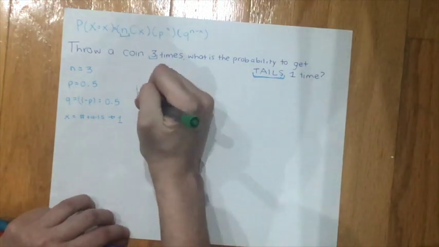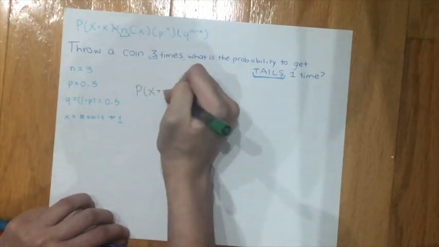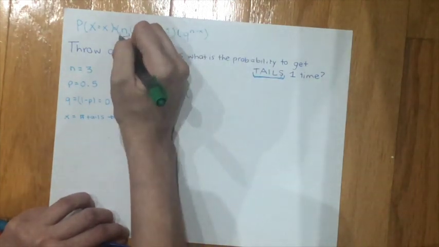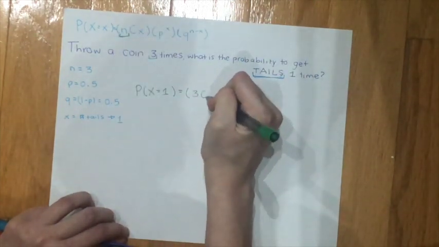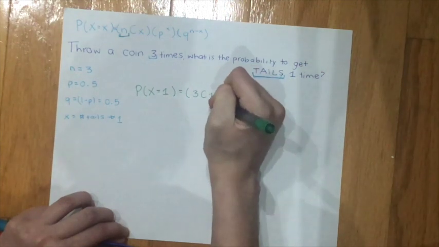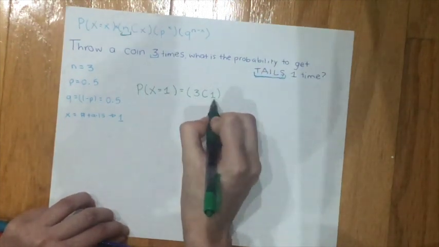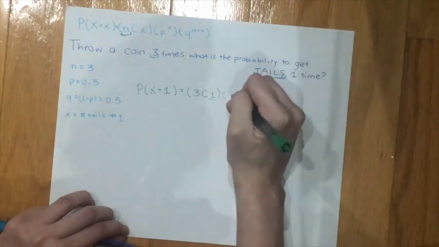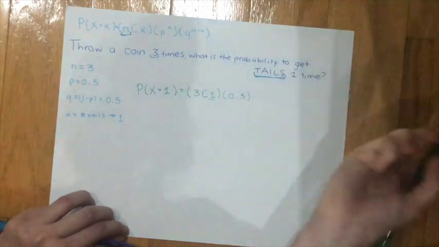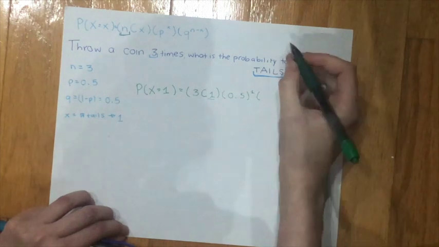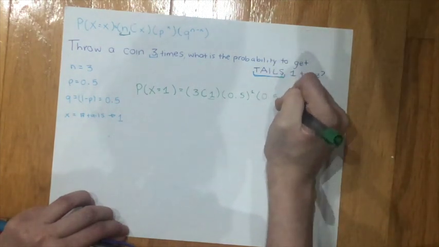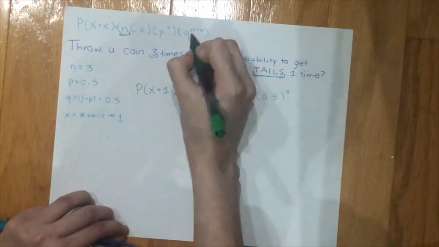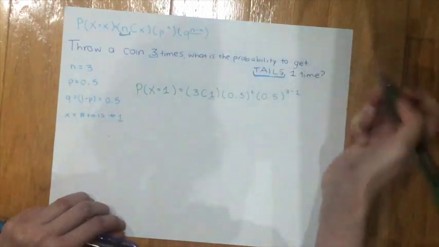We have the probability of x being 1, because we would like to know, again, 1 time, is our n, 3, C 1. We toss a coin 3 times, and we'd like to know the probability to get tails 1 time. Then the probability of getting tails, 0.5, to the power of our x, that is 1, times again the probability of not getting tails, which is also 0.5, to the power of our n, 3, minus our x, minus 1.